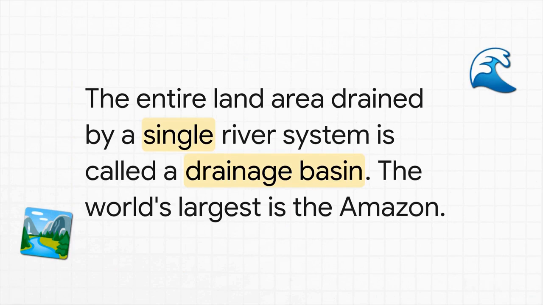Well, it's the entire chunk of land that funnels water into that one single river system. Imagine a huge bowl. Every single drop of rain that falls inside that bowl is eventually going to find its way to the same river at the bottom. And a little fun fact for you, the biggest drainage basin on the entire planet belongs to the Amazon River.